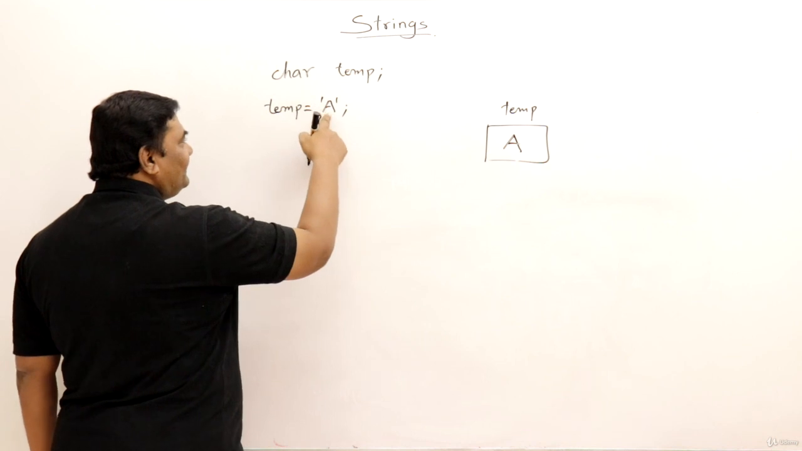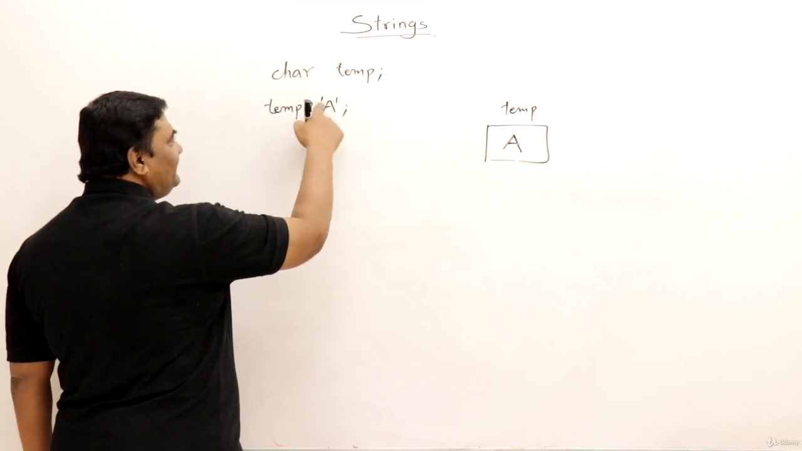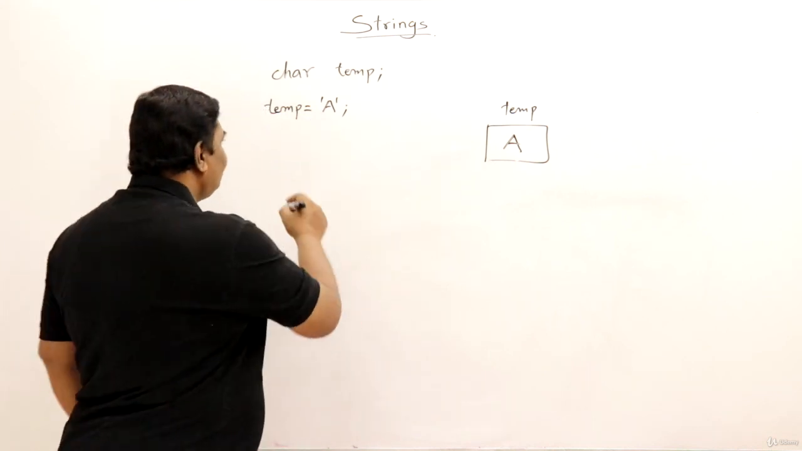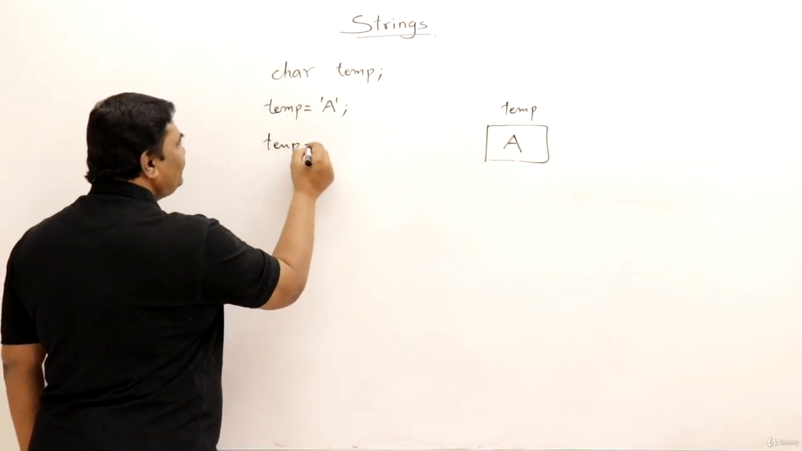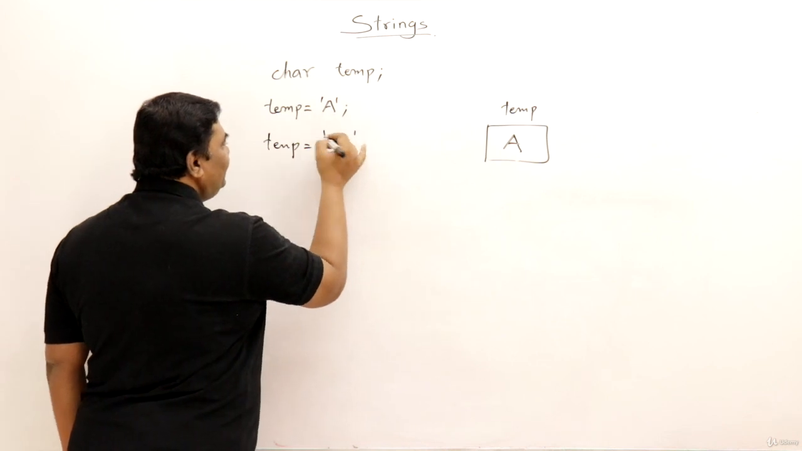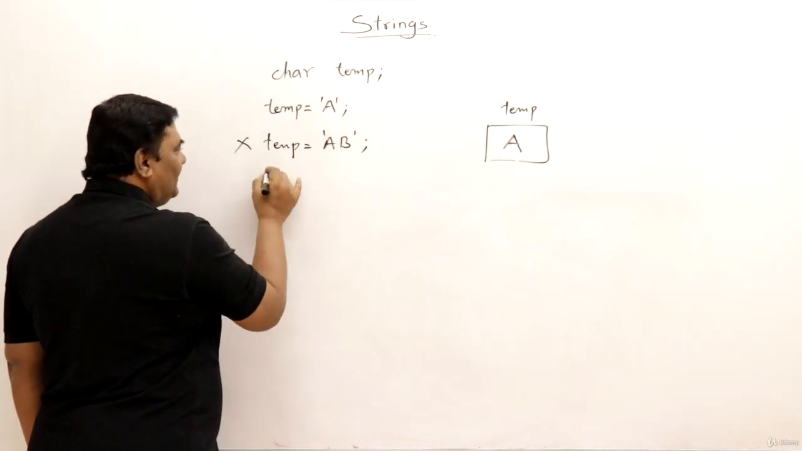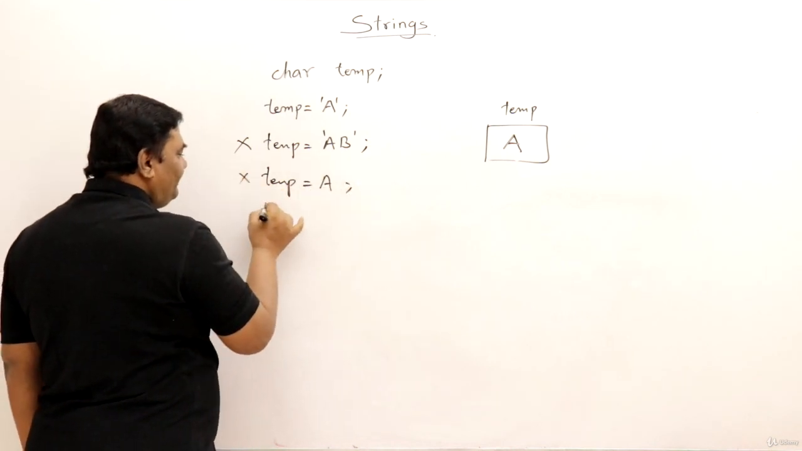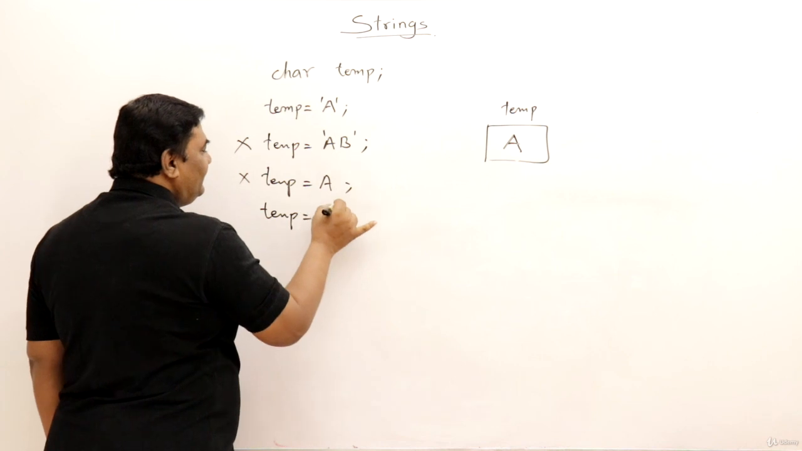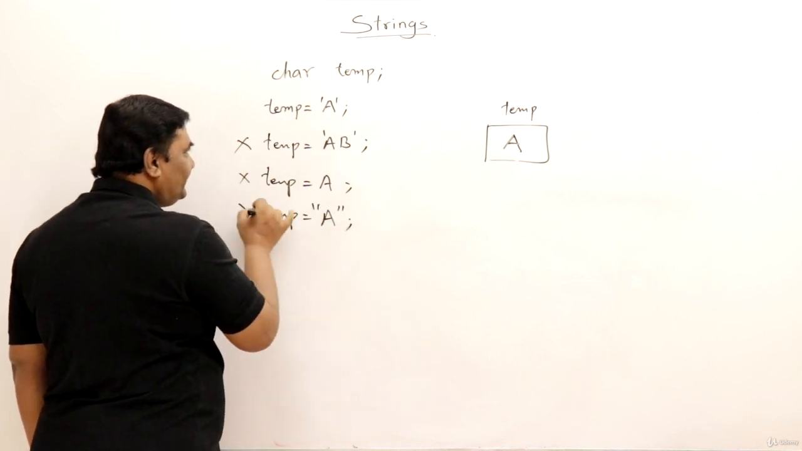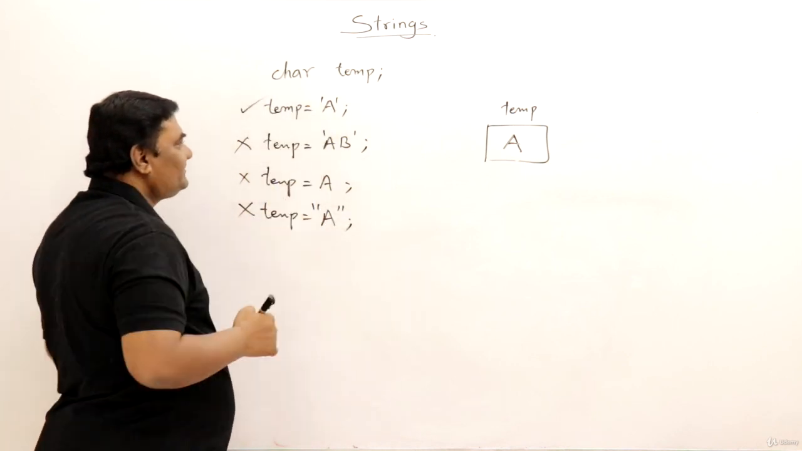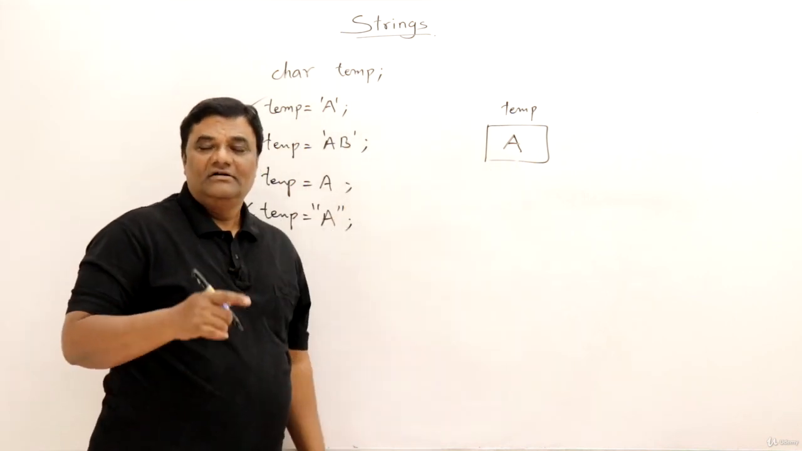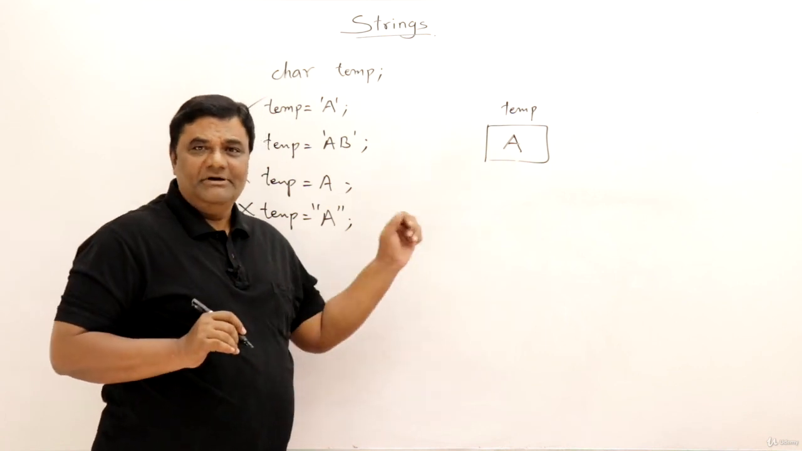For giving a character constant, it must be in single quotes, and we can give only a single alphabet. For example, if I write temp assign A and B in quotes, this is wrong. If I write simply A, this is also wrong. If I use double quotes, then also it's wrong. It should be in single quotes, and we should have only one single alphabet, then that will be stored here.